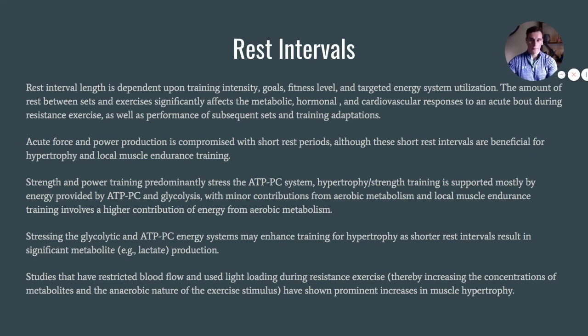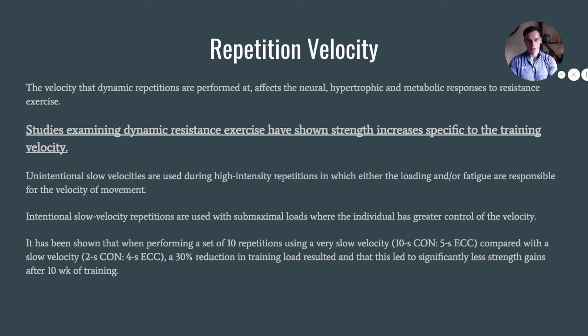Now, repetition velocity. Obviously, we're talking about strength here, so the way we think about repetition velocity is a little bit different if we're talking about power development. But the velocity that dynamic repetitions are performed at is going to affect the neural, hypertrophic, and metabolic responses to resistance exercises. Studies have shown that strength increases are specific to the training velocity. Obviously, unintentional slow velocities are used during high intensity repetitions in which either the load or the fatigue are responsible for the velocity of the movement.